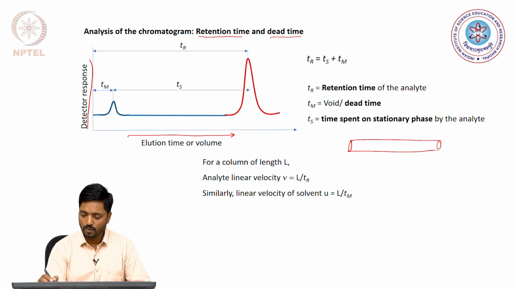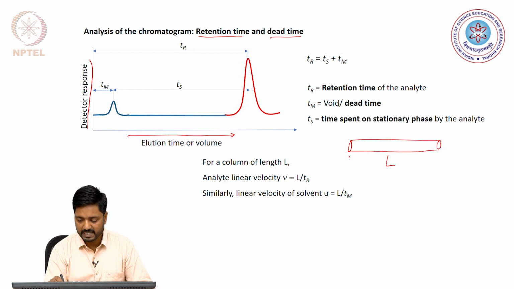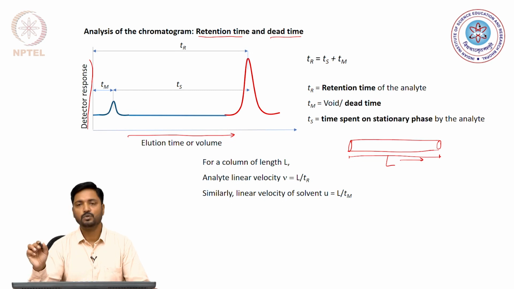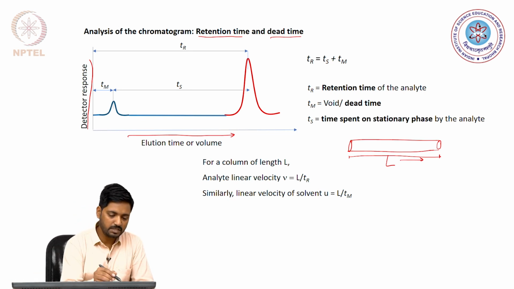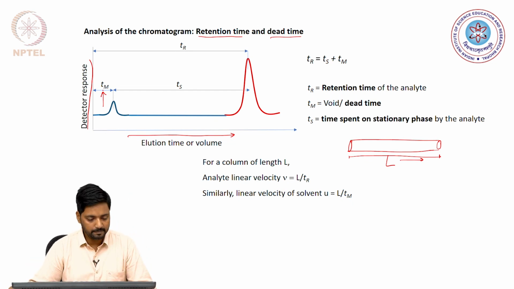phase. So, for a column of length L, there would be a finite time that would be taken for the mobile phase to move out of this column or to travel the length of this column. So, this time is denoted by t_m and is the time that the mobile phase takes to come out of the chromatography column.